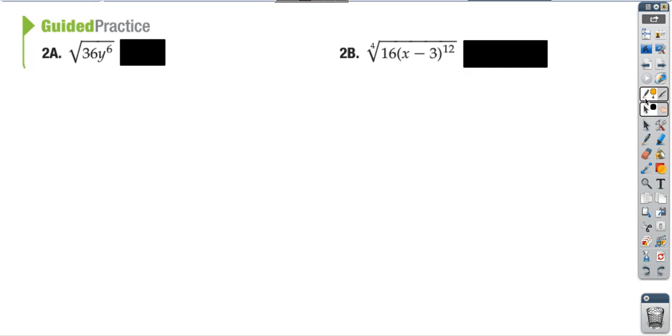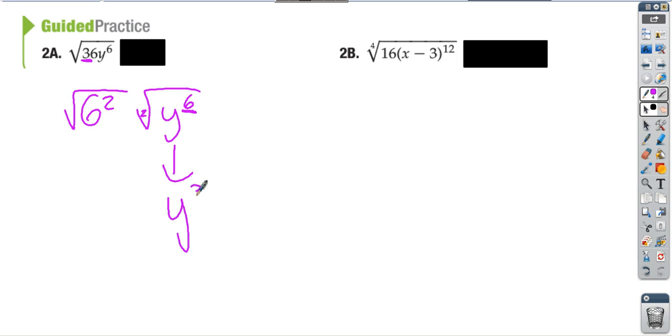Okay, let's do a couple more here. So this one right here, the square root of 36 y to the 6, let me just write this like this, that's the same as 6 squared, and y to the 6 is here. When we take the square root of that, 6 divided by, there's like an invisible 2 there, we get y to the 3rd. That's an odd power. We went from even to odd, so we need an absolute value.